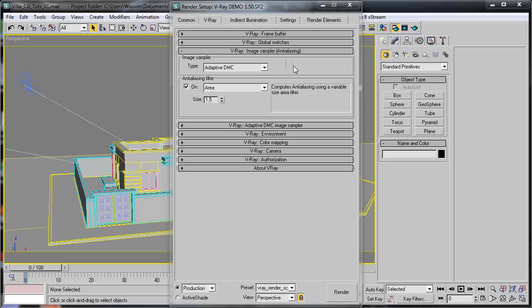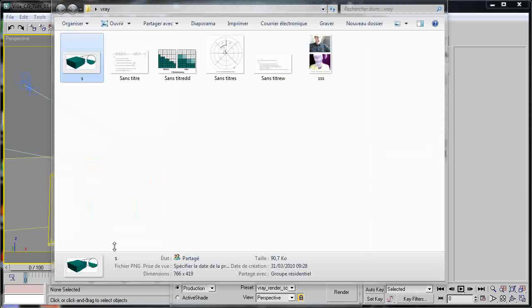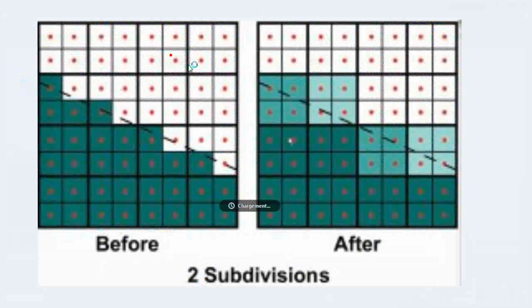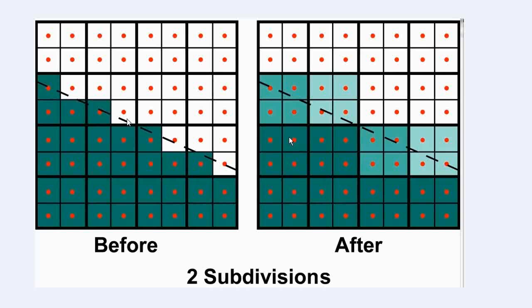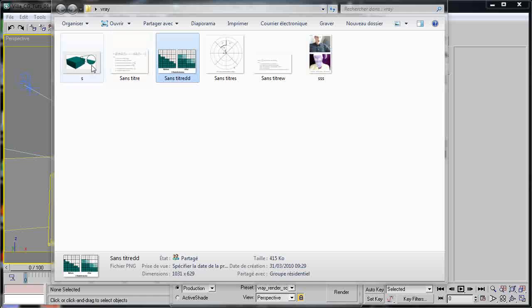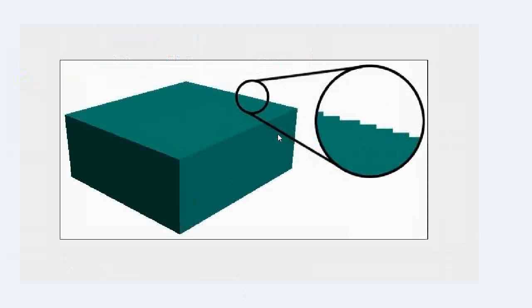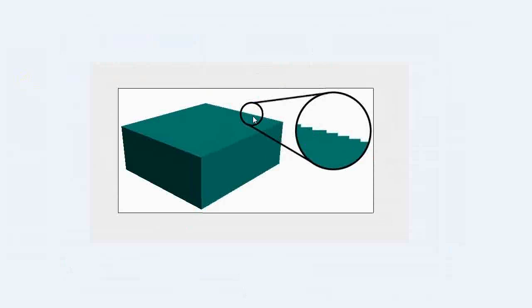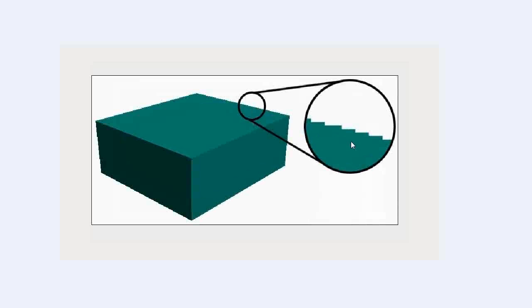Actually, let's explain what the image sampler is. It's pretty easy to use and to understand. For example, I show you some images here. This is what we have: aliasing, and the image sampler is a sort of anti-aliasing. So if we disable anti-aliasing, we get something like this.